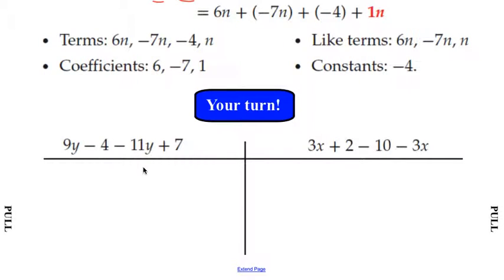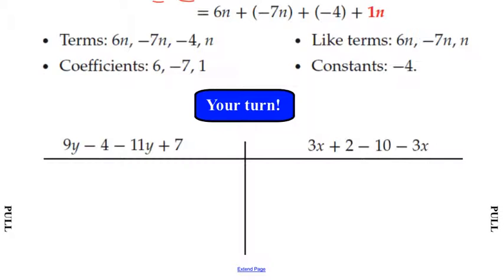So here are 2 expressions for you to try. Go ahead and pause the video and write out these 4 things. What are the terms? What are the coefficients? What are the like terms? And what are the constants? So write that out right here in this space, and I'll show you the answer when you come back.